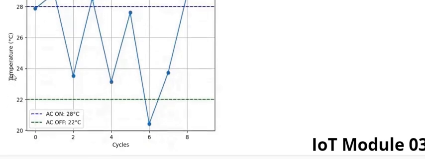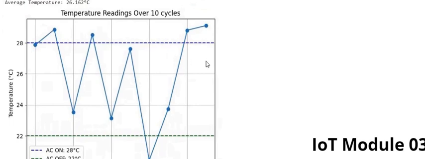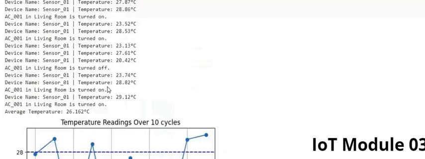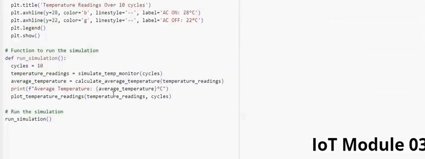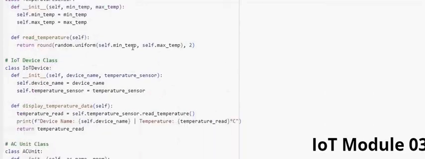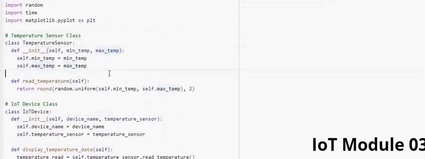You can see clearly the labels, the X labels and the Y labels, and also these dotted lines that we labeled AC on 28 degrees Celsius, this one, and also AC off at 22 degrees Celsius. You see? And this is our output. The 10 readings, remember we said 10 cycles. And this is a complete code like this. Wow, so I encourage you guys to continue practicing.